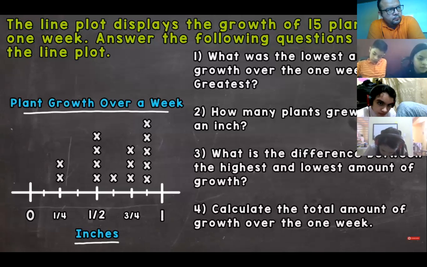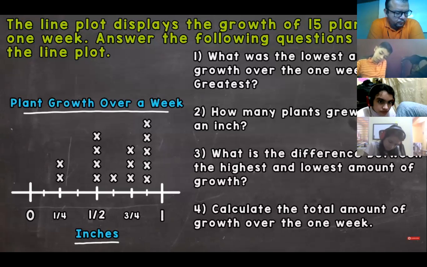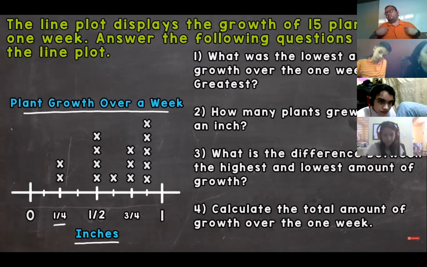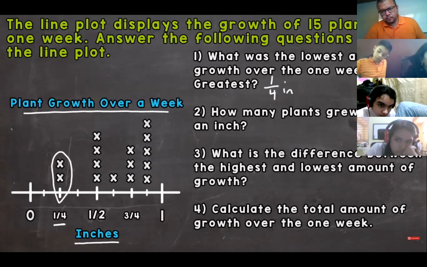So let's start with number 1. What was the lowest amount of growth over the 1 week? How about the greatest? So let's take a look at our line plot. Now, all of these are fractions. We don't hit on the 0 or the 1 whole, so all of them are going to be a fraction of a whole. So let's find the lowest amount that has an X above it. Each X represents one of those 15 plants. So the lowest is going to be a 1/4 of an inch right here. A 1/4 of an inch was the lowest amount of growth over that week.